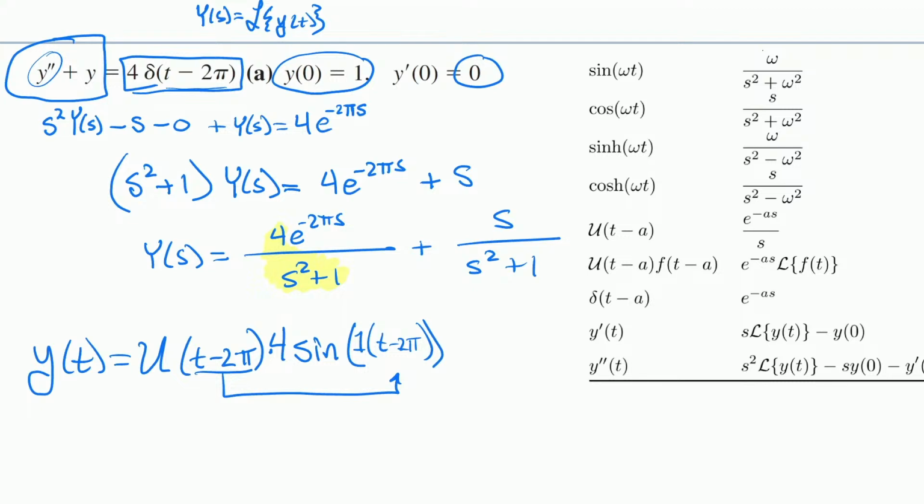Okay, now we'll do the easy one. The easy one, hopefully everyone's got. Tyler, do you know what this s over s squared plus 1 is? Yeah, it's just cosine of t. It's right up there. Second one down. Very nice. So that's the cosine of t. And look at that. Done.